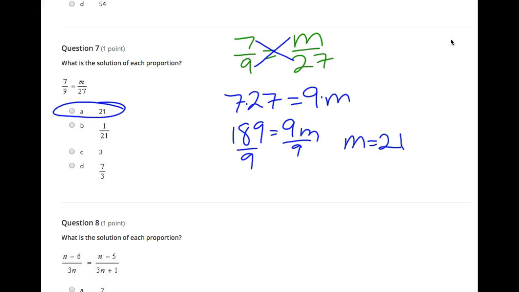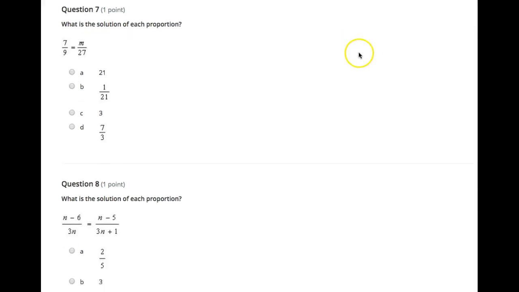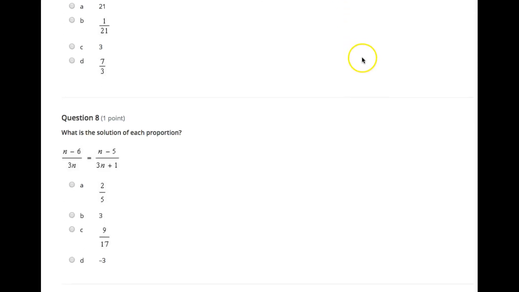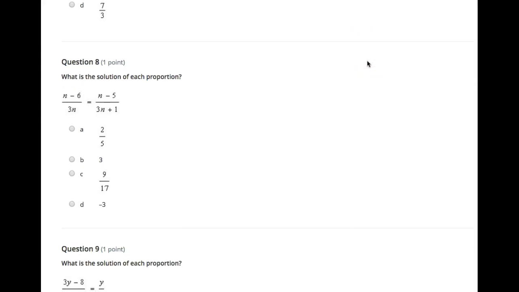Okay, so here's where the proportions start to get a little trickier on these next two, numbers 8 and 9. Number 8's got a lot going on. Every single part has an n in it. Don't be afraid of that though. I'll actually tell you that something interesting happens and makes your life a lot easier on this one.